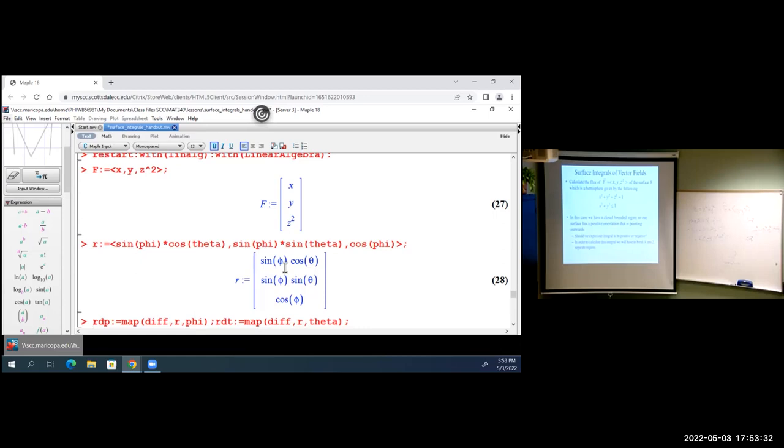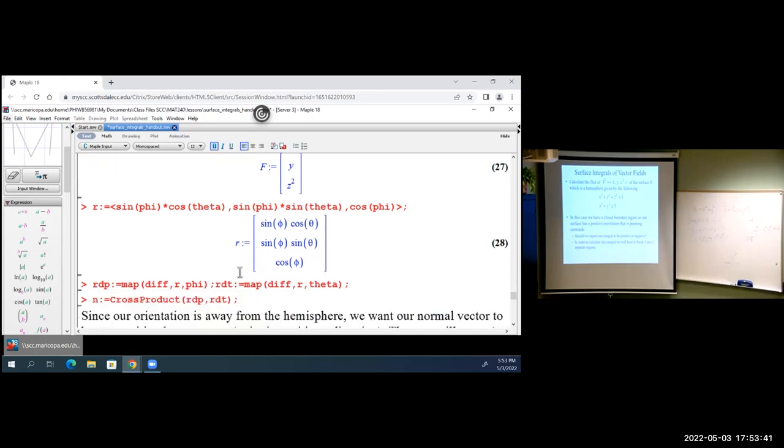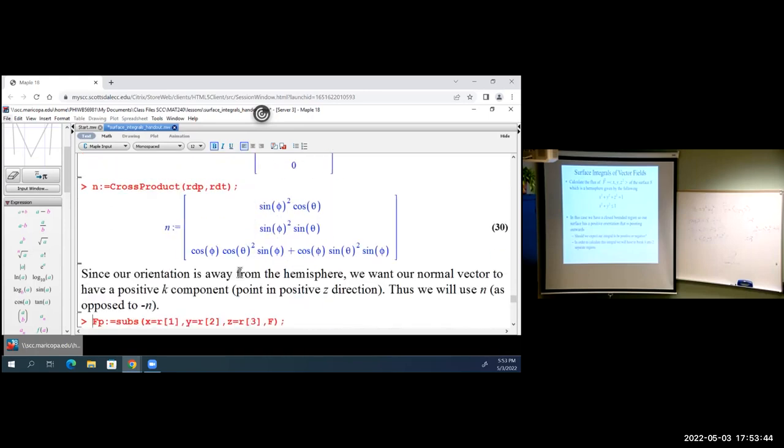We find the partials of our position vector, right? We're going to find r sub phi and r sub theta and find the cross product. So r sub phi, r sub theta, cross product. Once again, Maple kind of drew this thing out because we do have a cosine squared, sine squared that would have gone away. And excuse me, we want an upward or an outward orientation, right? So we want the z component to be positive. So we're going to leave this normal vector as is. We don't want this z component here to be negative.